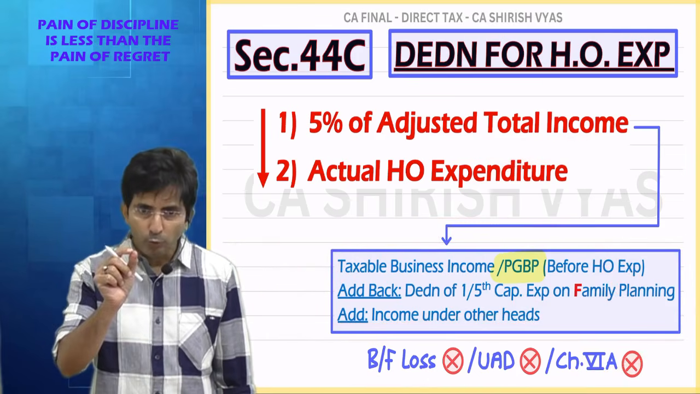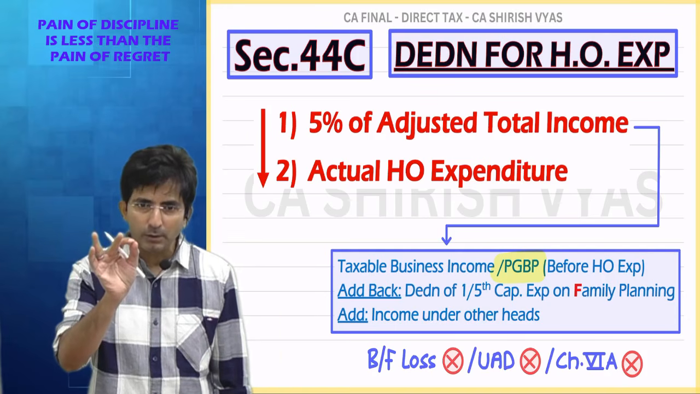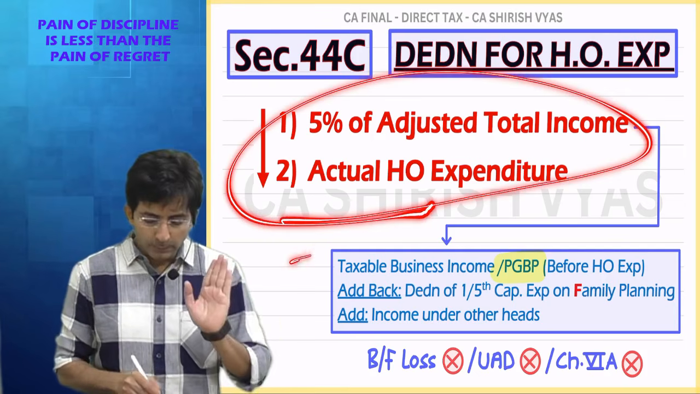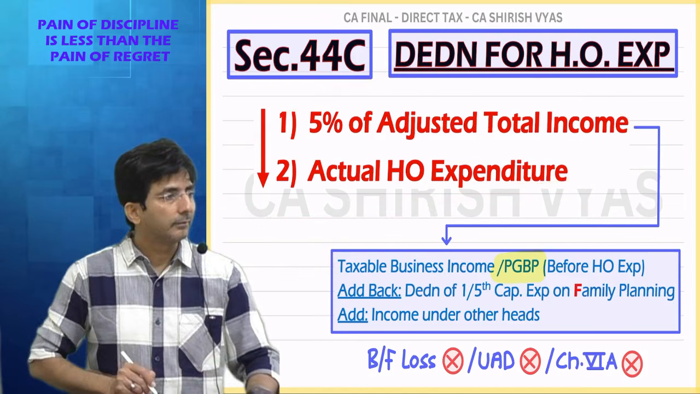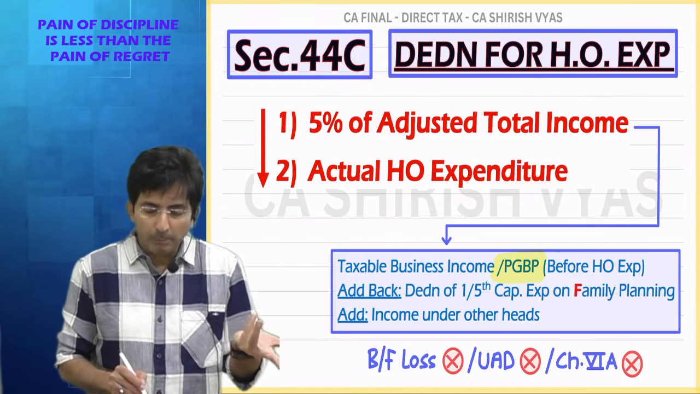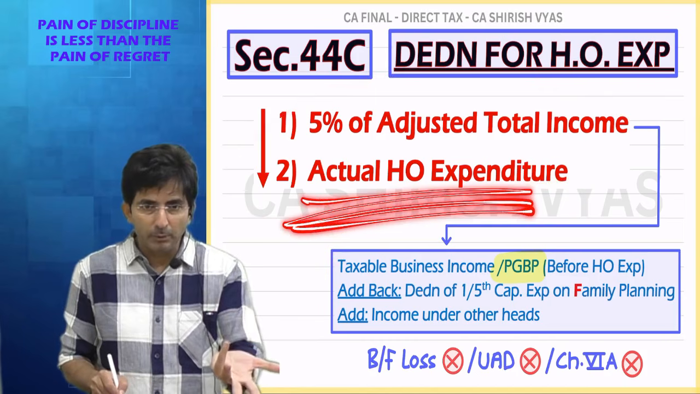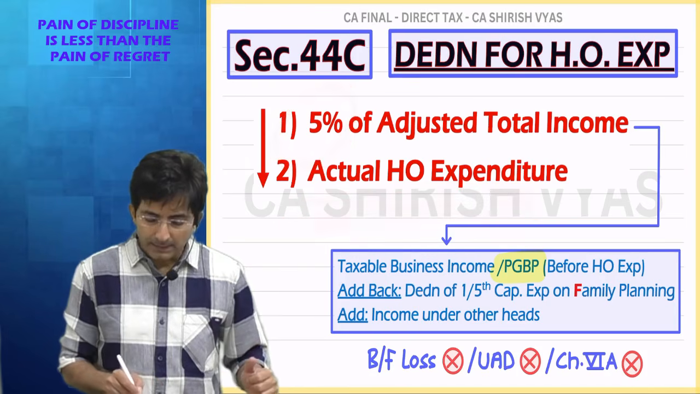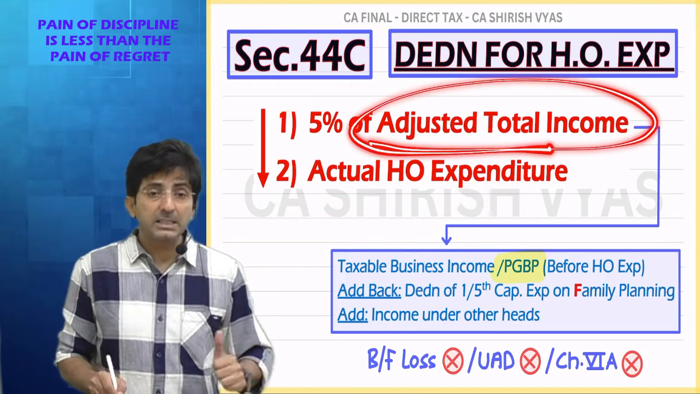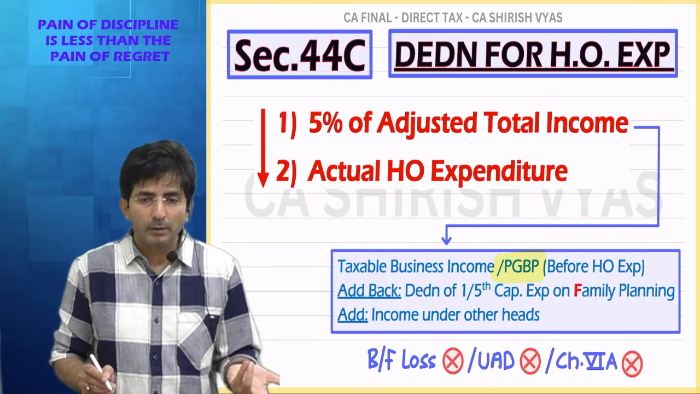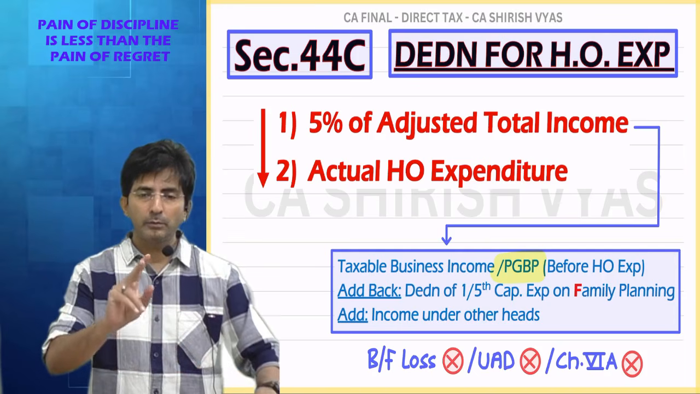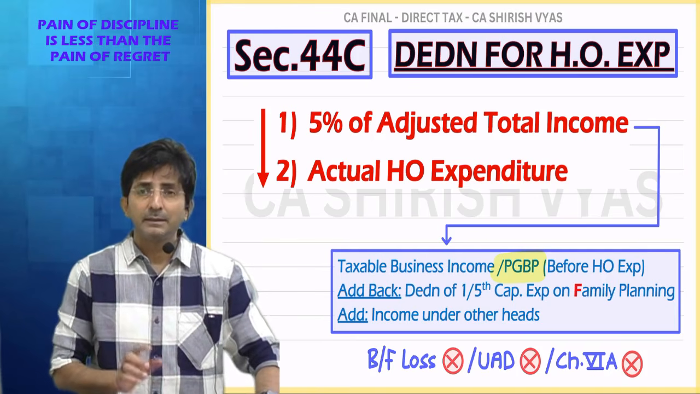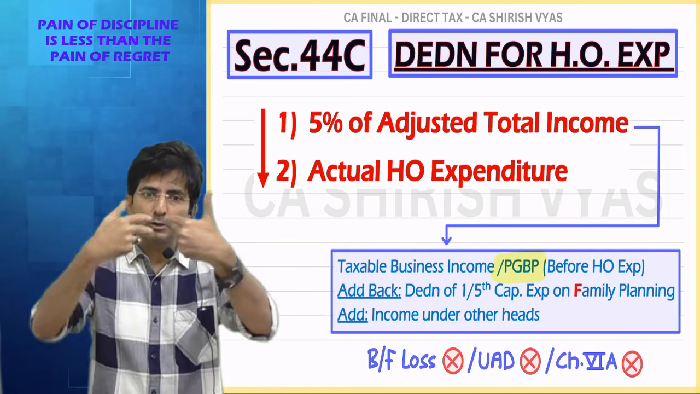You know, in a few past papers, they've asked a question on just calculating this amount. Only this formula knowledge was tested. So tell me how simple it will be. Actual HO expenditure will be given in the question. 5% you have to learn by heart. The only challenge is how to calculate adjusted total income. And for that the rule is what? In PGBP, you have to ignore two things. What? HO expenditure, add back, and family planning capital expenditure, also add back.